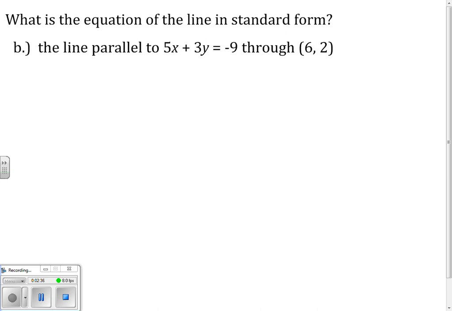Letter B, they want the equation of line in standard form, which we'll take care of when we're done. But we want it, first of all, parallel to this line right here. Now, the slope of that line is not visibly available to you. So you actually have a couple more jobs in this equation. The first is to get the slope, which means I need y equals mx plus b. So I'm just going to take a second and get it in slope-intercept form first.